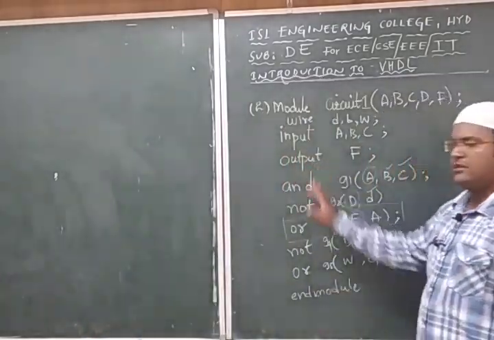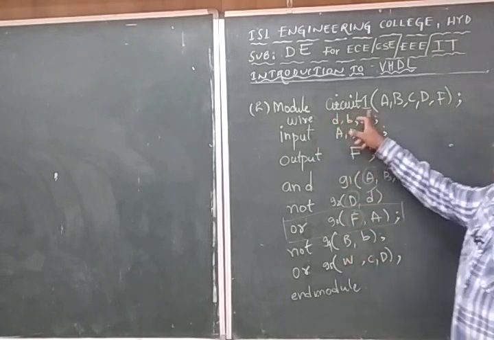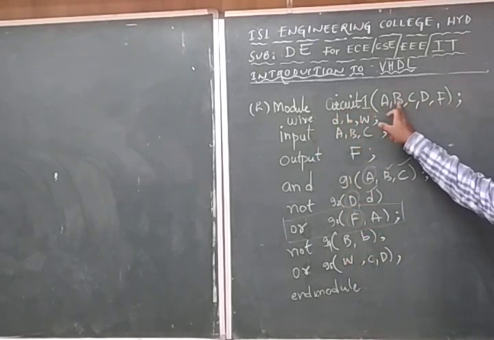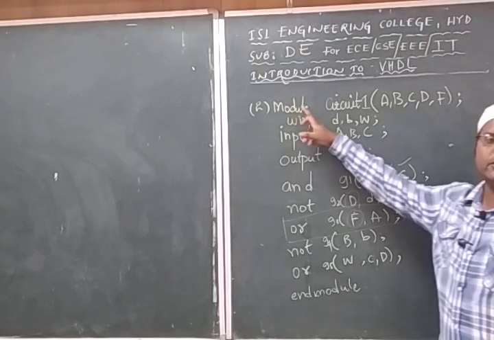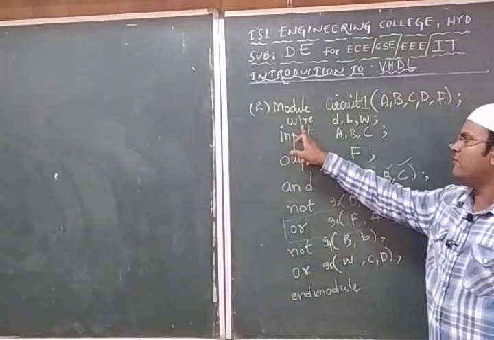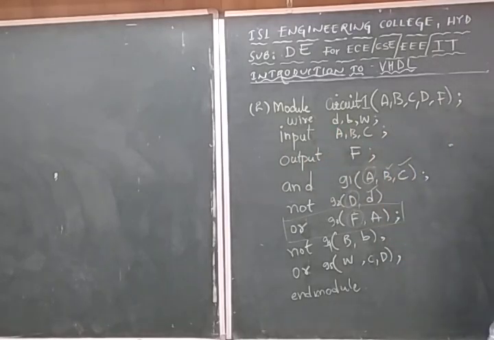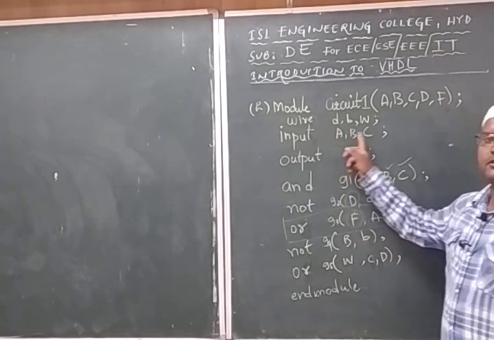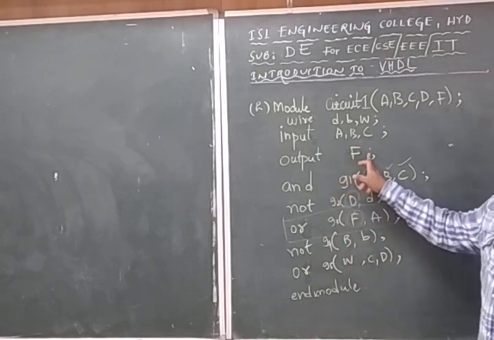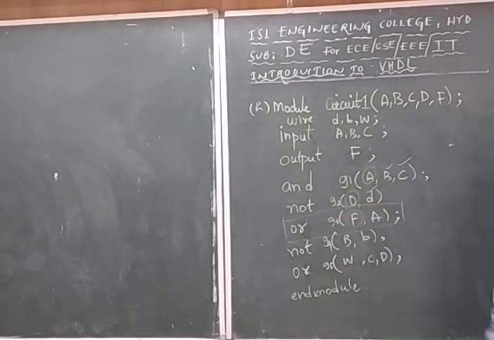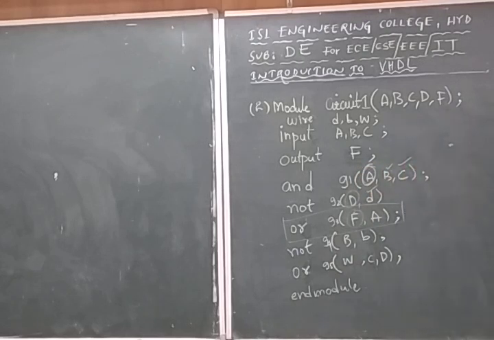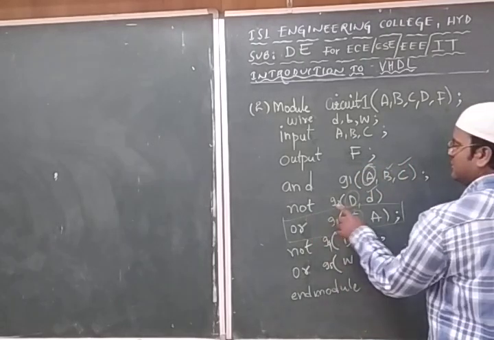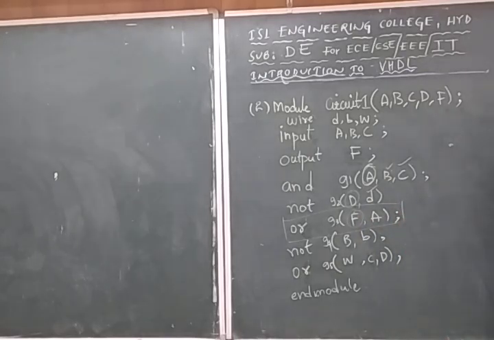So here I take another example. We have the module circuit1 with A, B, C, D, F. This I have designed, and this is a user defined code, right? Module indicates the starting of the code. Here we have wire D, B, W. So this is our wire declaration. Input is A, B, C. This is our input declaration. Output is F. And gate G1: what is the output we write? Output followed by the inputs. We will write in that form always. So not gate G2 of D, small d. Likewise, we wrote the code for all the gates.